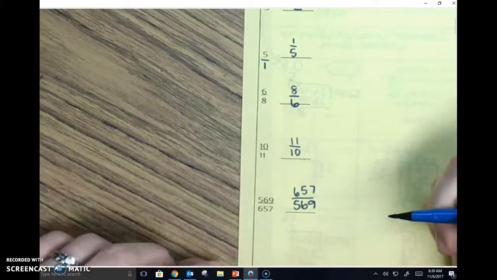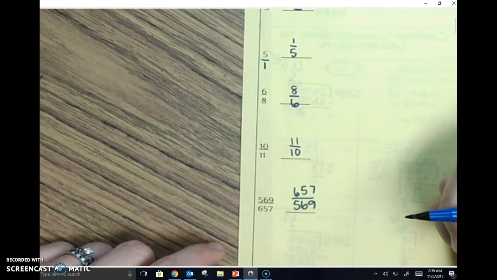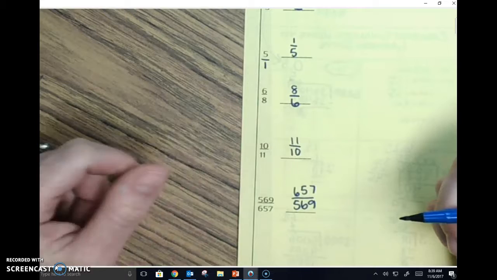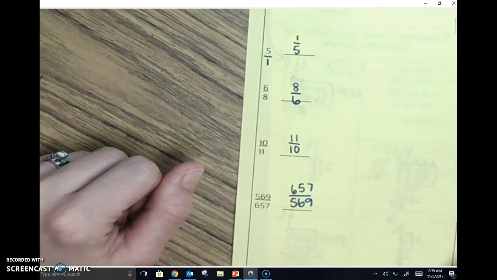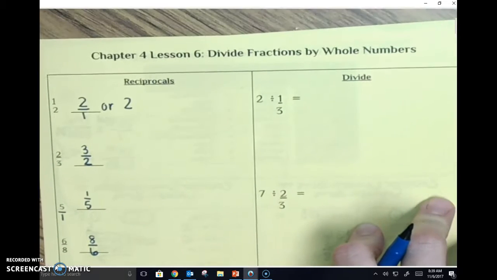657/569. So you take the bottom number and put it on top, and the top number and put it on bottom. If it's a whole number, you put a 1 underneath it before you do it. So you'll understand when we go over here why we did reciprocals.